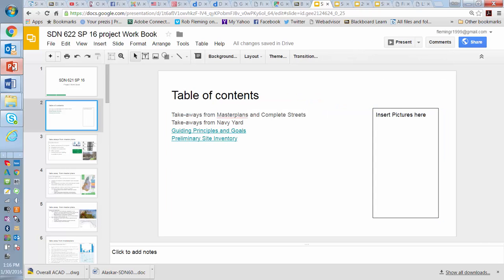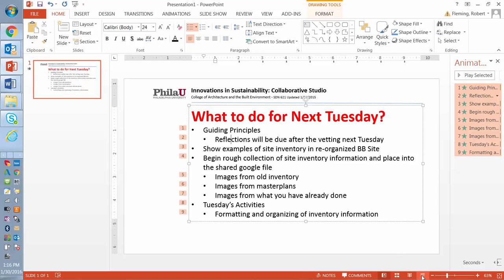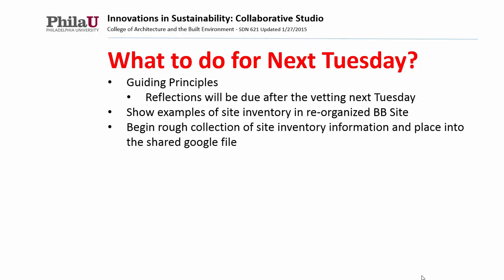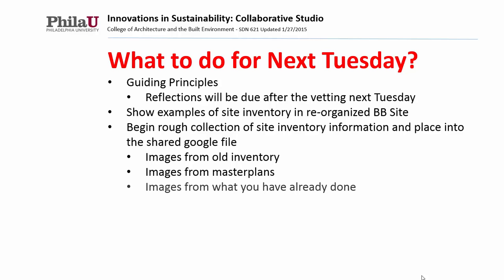Now let me go back to the PowerPoint for a moment. The other things that we're going to be working on are going to be examples. We're going to talk some more about some examples of site inventory, which Kim showed you before. I'm going to show you where those are in the Blackboard. And mostly what you should be doing between now and Tuesday is rough collection of site inventory information and place that into a place that makes sense given how we can sort it later. So I'm going to talk about that. Grabbing images from the old inventory, images from master plan, images from what you have already done, because you guys have already started a lot of really nice diagrams.